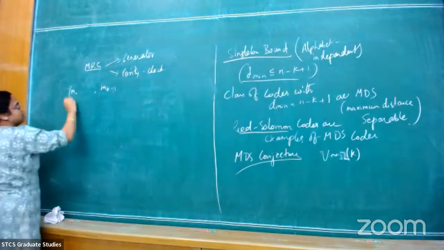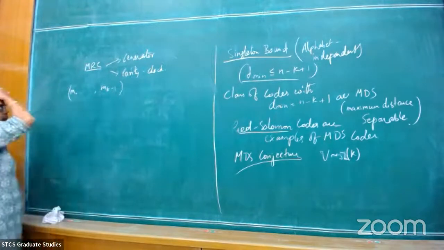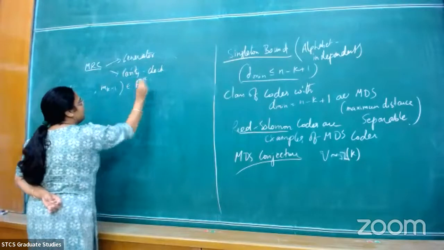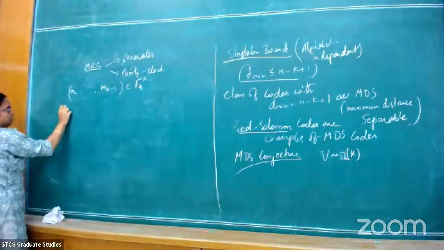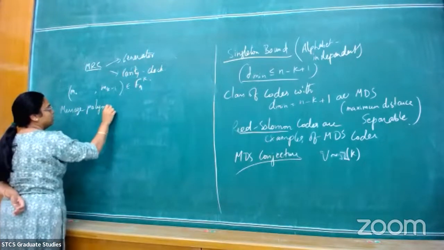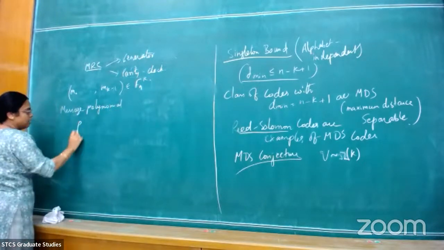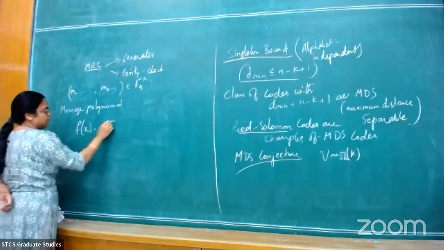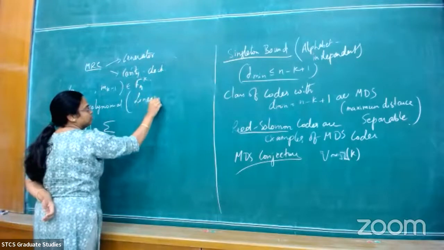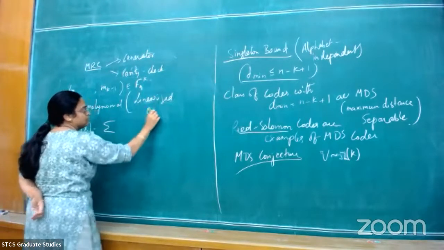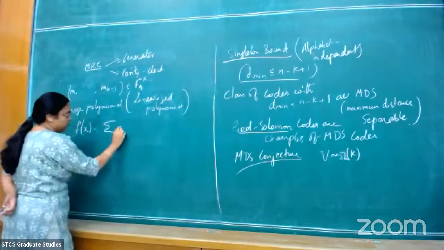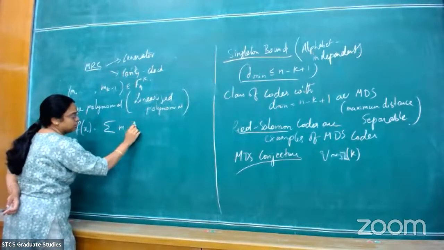Okay. So now m0 to m_{k-1}, this is coming from F_q^m. And then we are forming a message polynomial f(x), which is called the linearized polynomial. The linearized polynomial is the sum of m_i x^(q^i).